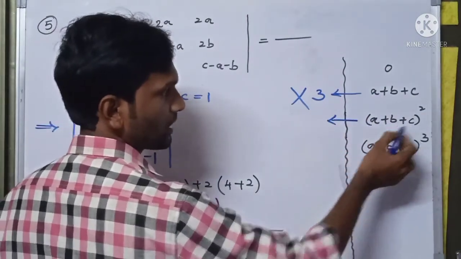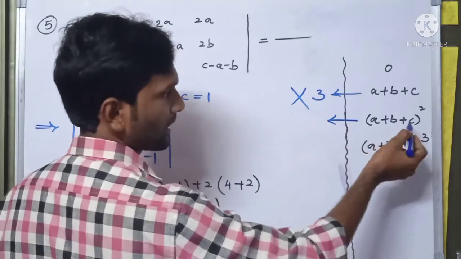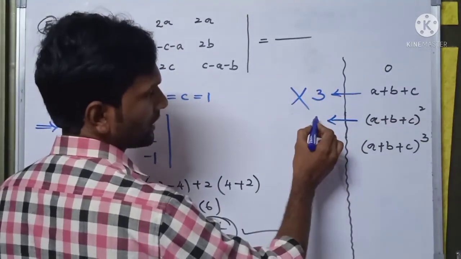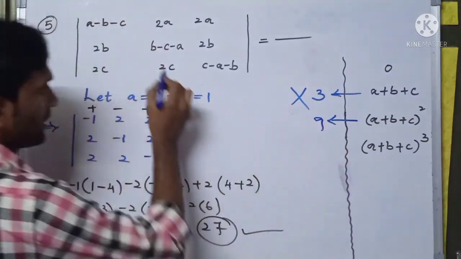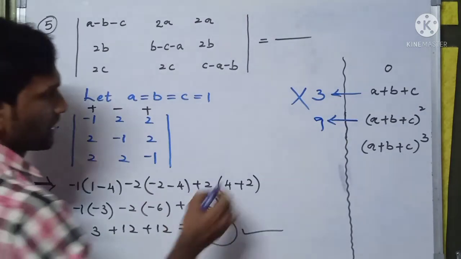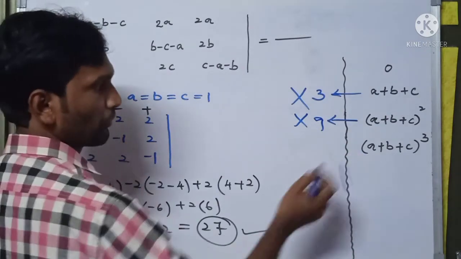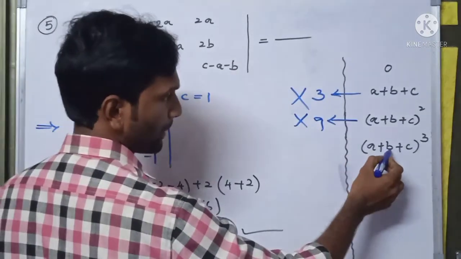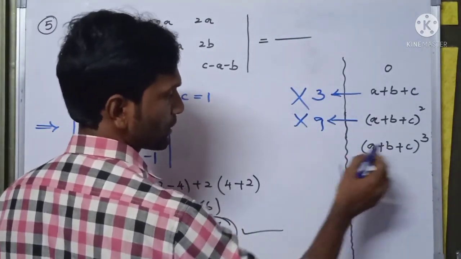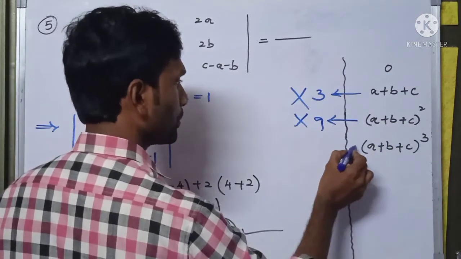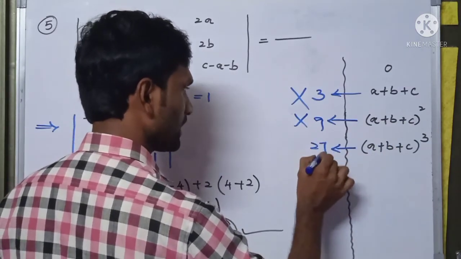A is 1, B is 1, C is 1. 1 plus 1 plus 1, 3. 3 square, 3 square means 9. But the value of the given determinant is 27. Now the third option is also wrong. Come to the fourth option. A is 1, B is 1, C is 1. 1 plus 1 plus 1 means 3. 3 cube is equal to 27.